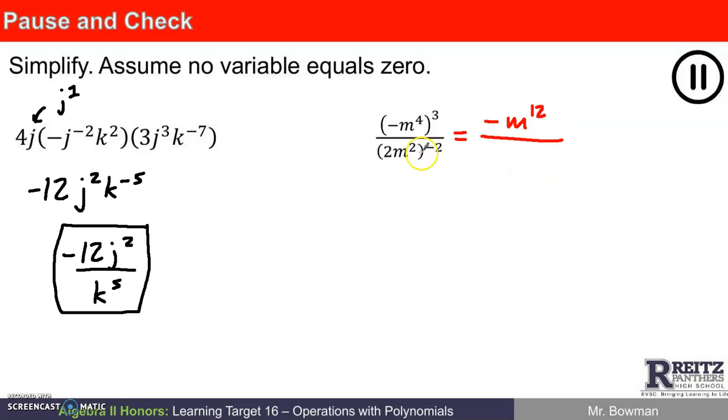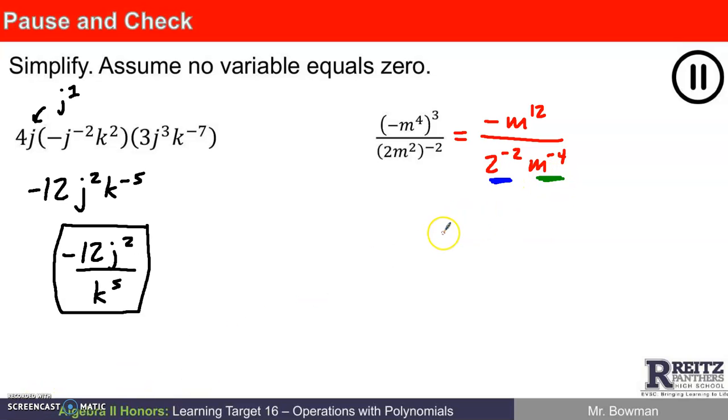On bottom, I've got 2 to the negative second power. And I need m to the second to the negative second power. That would be m to the negative fourth power. So what I want to think about here is how to deal with the things that have negative exponents in them. And the way to deal with that is to move them into the numerator and change the signs.